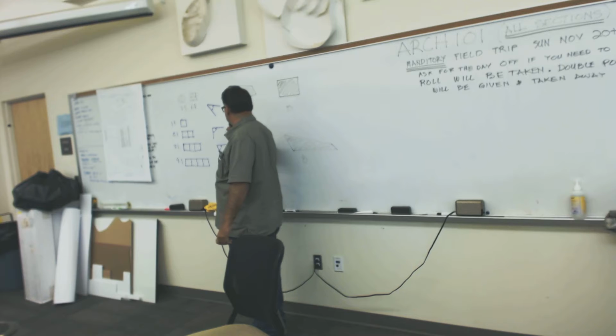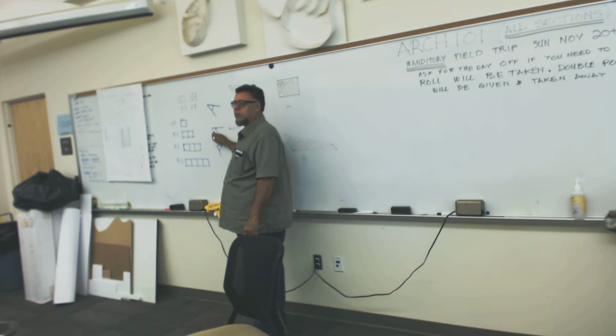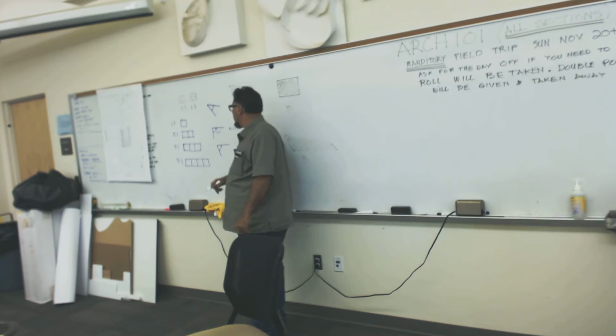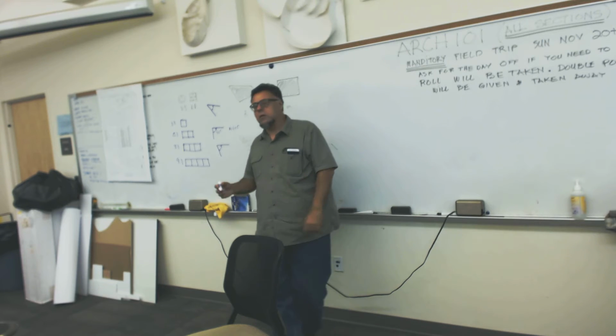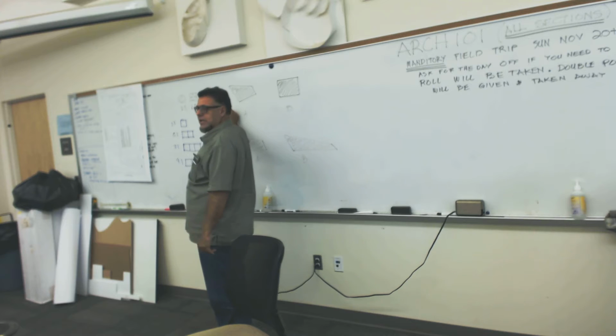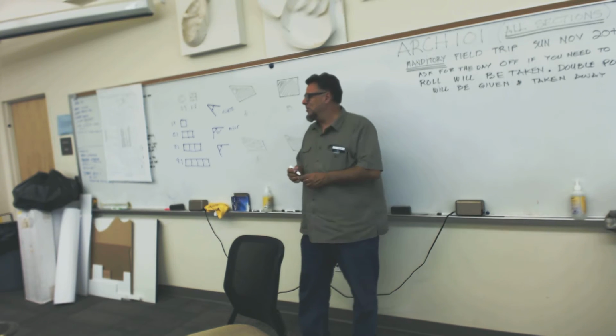Right angle, R-I-G-H-T, not W, but as in Frank Lloyd. So what's the number that goes here? 90. 90 degrees. Okay, all right, what is this called? Acute. Acute. And I'm not quite sure how to spell that. How do you spell it? A-C-U-T-E. Yes. Cute? There you go. That is so cute.